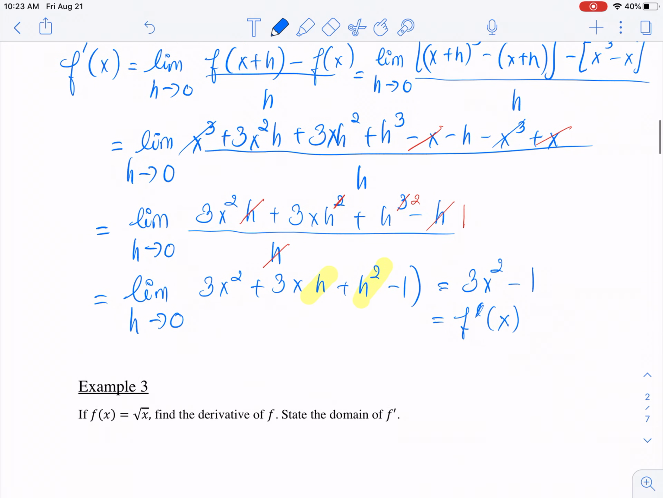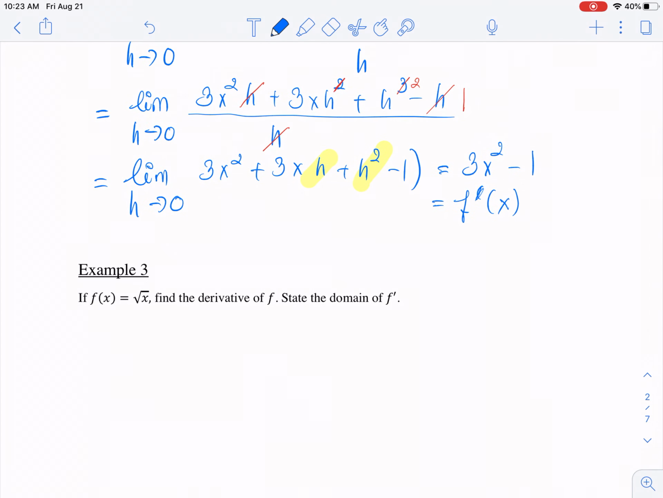Now, let's take a look at example 3. In example 3, we have the square root of x. Same thing, we're going to use the definition.